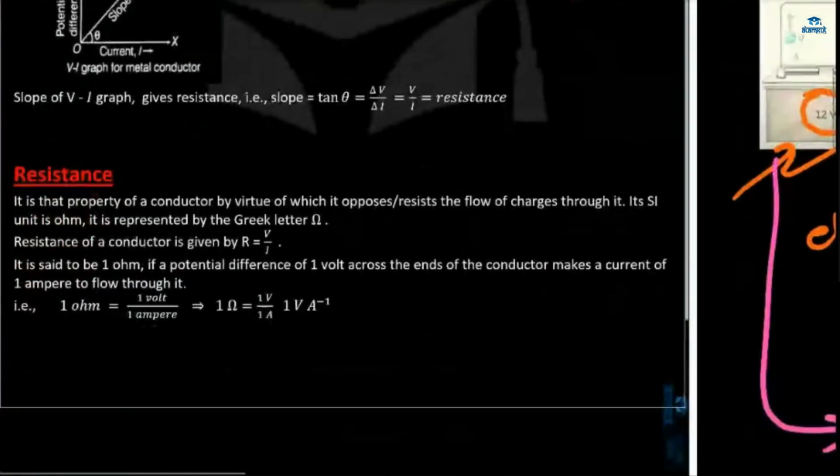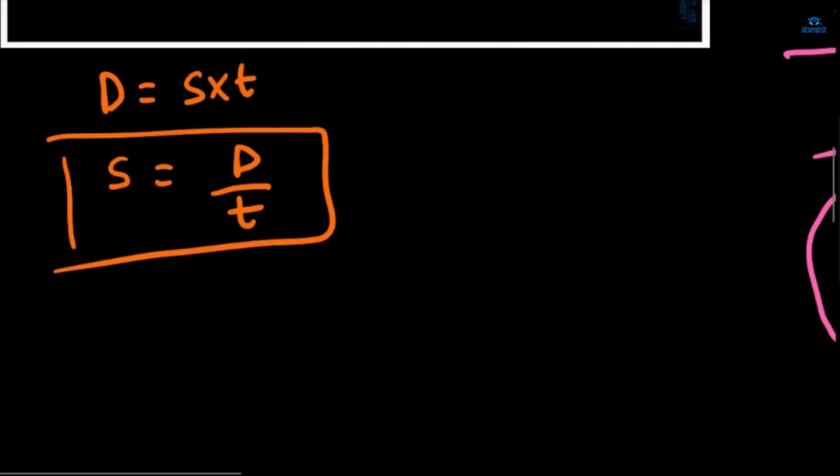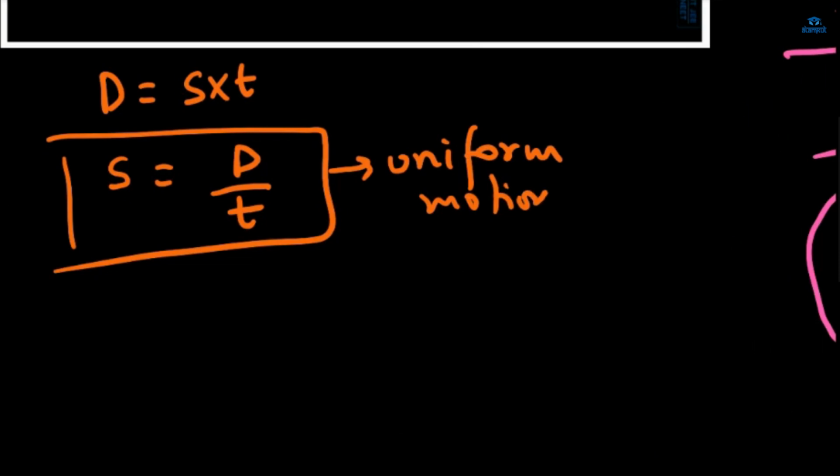Now we'll see the graph for VI. The graph will be very interesting. You must have read that distance is equal to speed into time, right? It means speed is equal to distance upon time, right? We have studied that. Speed is equal to distance upon time. If it is a uniform motion, which you studied in class 9, how will the graph look like?